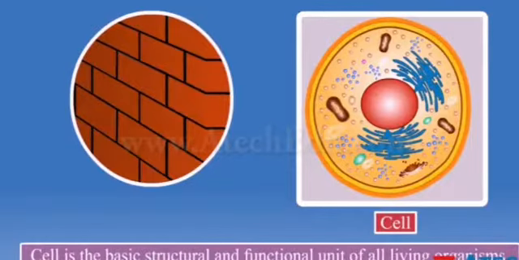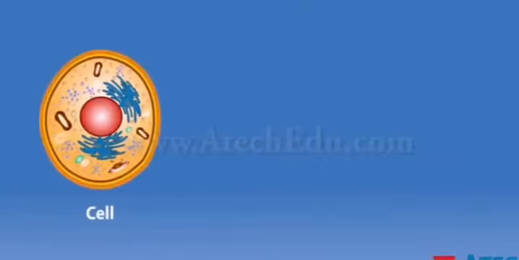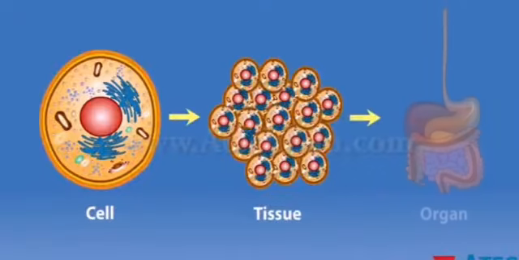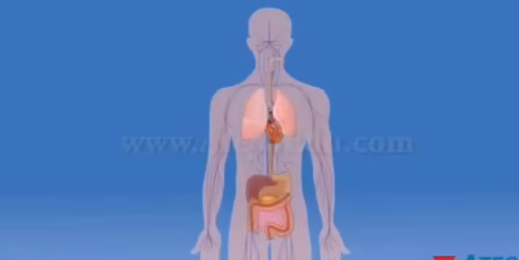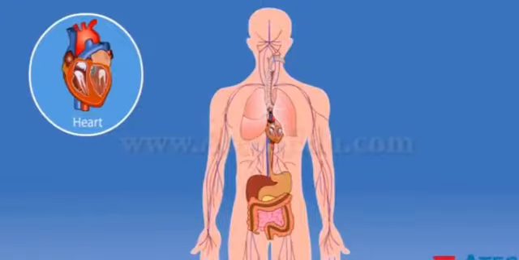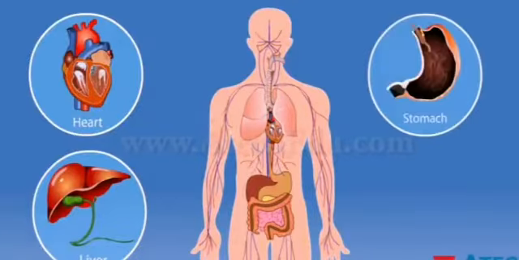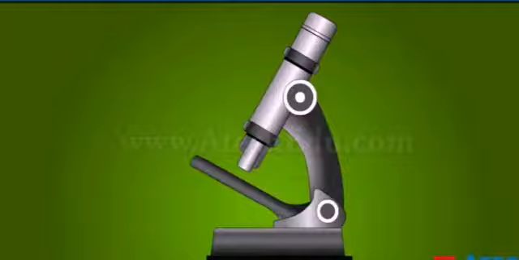Cells together form tissues. Students, tissues combine to form an organ like stomach, intestine, liver and heart. These organs combine to form a living organism. Cells are studied with the help of microscope. Microscopes are high resolution instruments that are used for observing the fine details of every minute object.